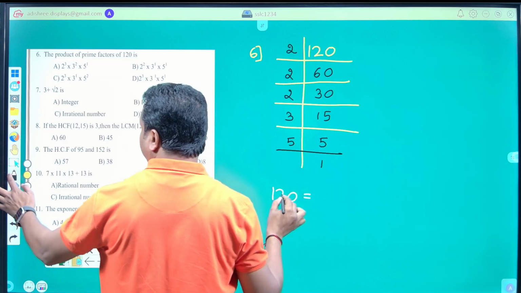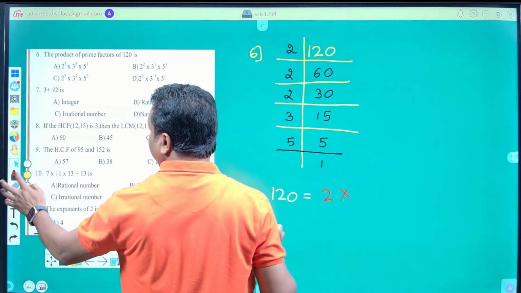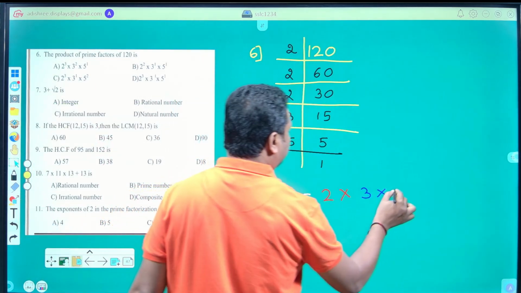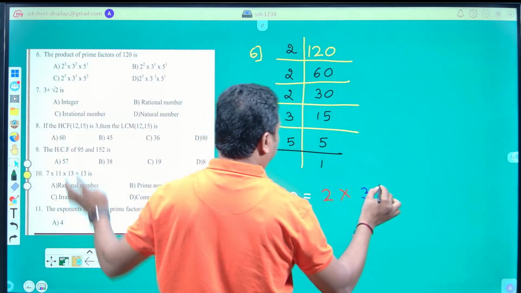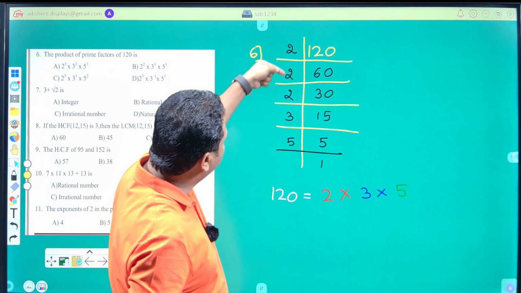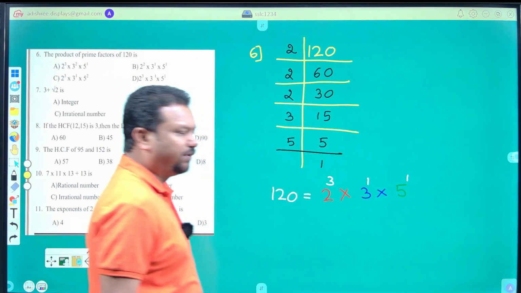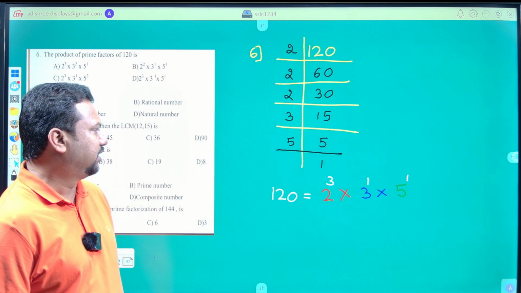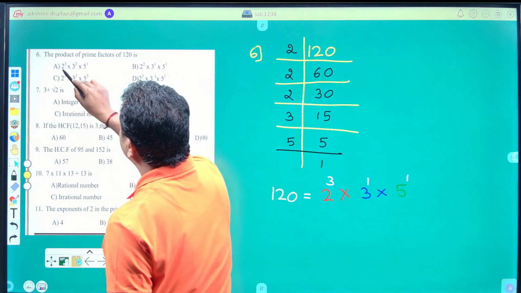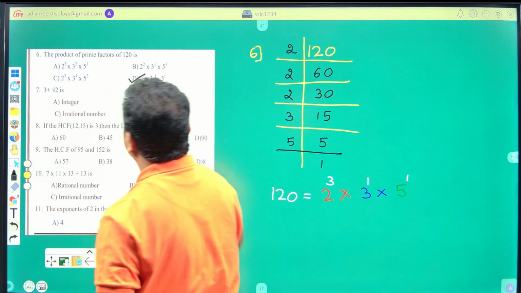If you observe carefully, there are three different factors. 2 is there, 3 is there, and I'll take one more as 5. And the power of each: 2 is having power 3, so 2 to the power 3, 3 to the power 1, 5 to the power 1. Therefore, the prime factors of 120 are 2 to the power 3, 3 to the power 1, 5 to the power 1. Hence, I will go with option D as the right answer.